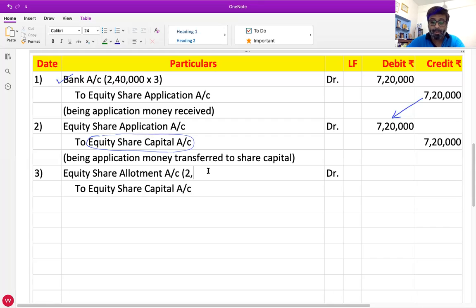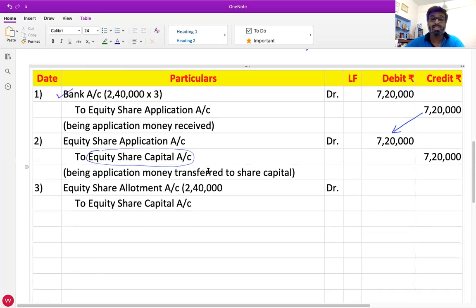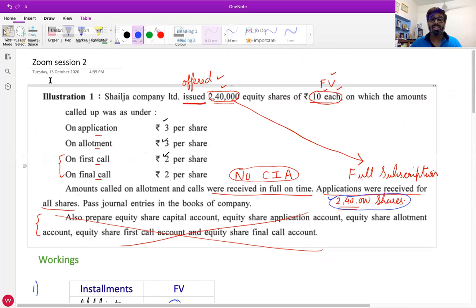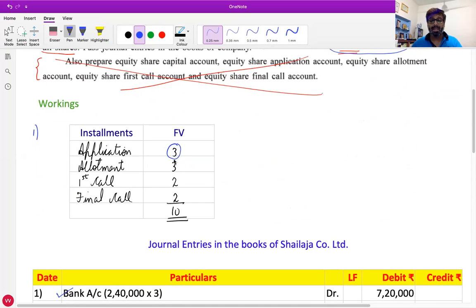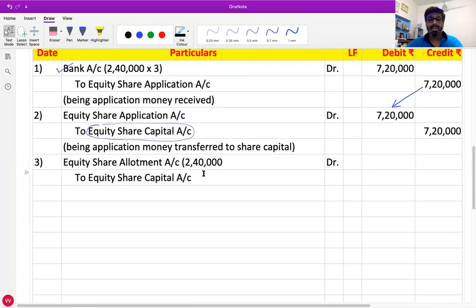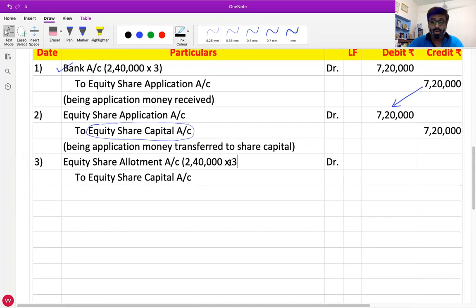Now all entries we have to pass with how many shares? 2,40,000 shares. How many shares are issued by the company? 2,40,000. And how much is allotment money the shareholders are supposed to pay? 3 rupees. So again, show in bracket 2,40,000 into 3, 7,20,000. Is this clear to everyone? Being allotment money due.